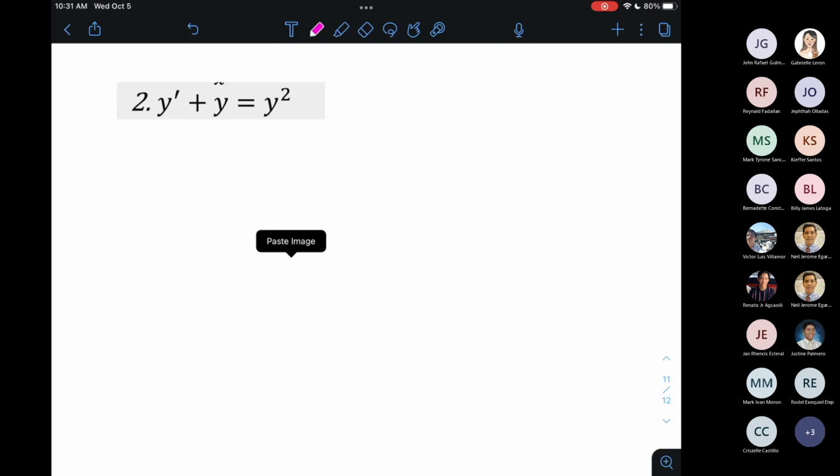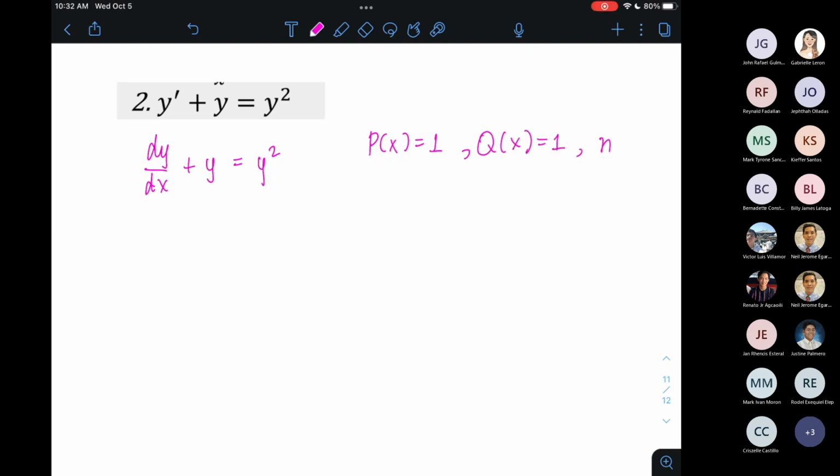So let's solve this one. It's already in the form dy over dx plus y equals y squared. So our p of x here is 1, our q of x is also 1, and our n equals 2. So it is indeed a Bernoulli equation. First step in a Bernoulli equation: remove the power of y on the right. We do that by dividing both sides by y squared. We will have y to the negative 2 dy over dx plus y to the negative 1 equals 1.